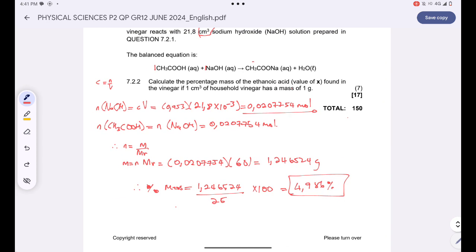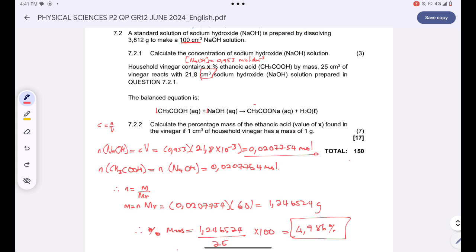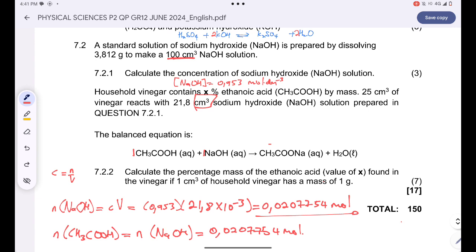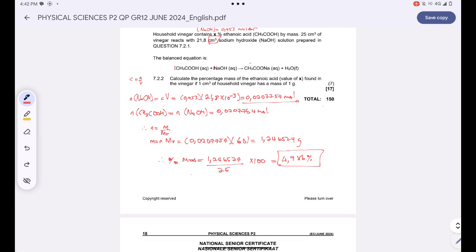You could have found your answer like this, guys. Or you could have used your titration equation. Why? Because yes, they were not too direct that the base neutralizes the acid, but they told us that out of the 100 cubic centimeters we had of our base, only 21.8 will simply react with the acid. Are you together? Okay, you can pause the video, guys, and write this down.